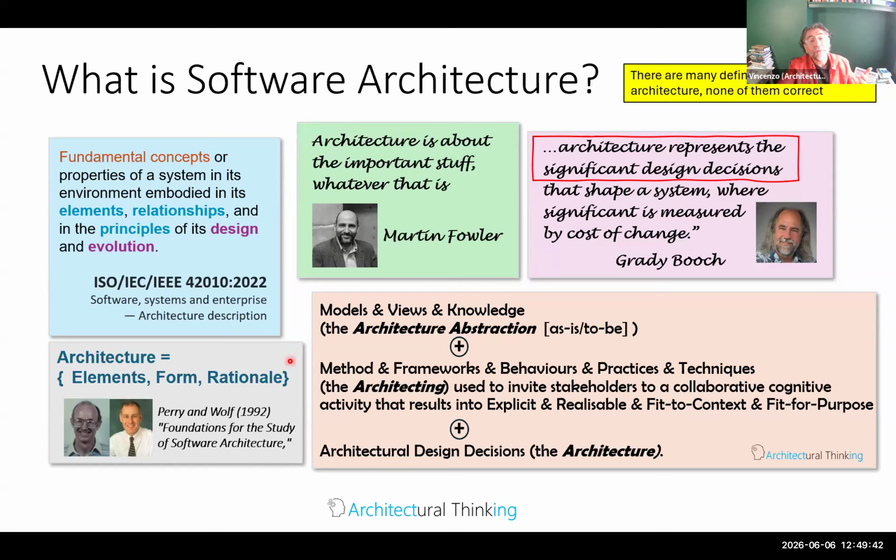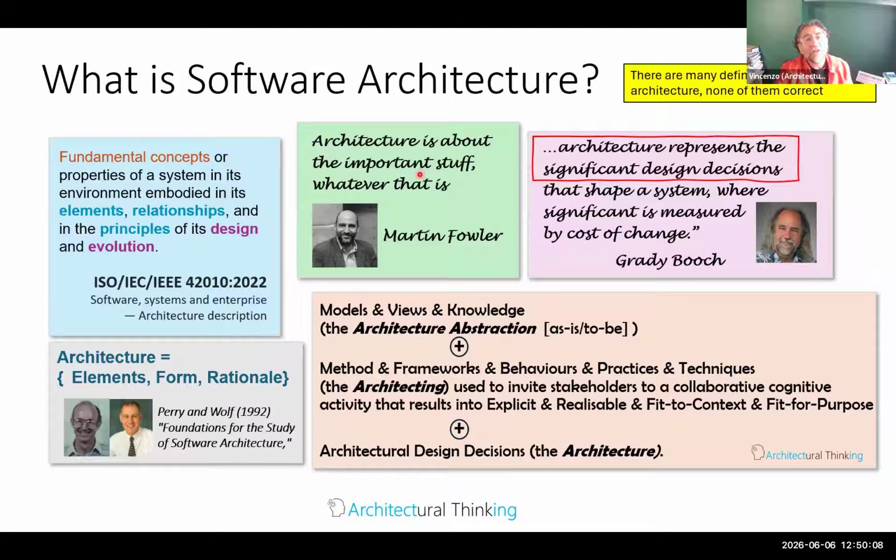One of the other key concepts, which I mentioned in the previous slide, is the 1992 seminal paper by Perry and Wolf, where they said architecture is not only the elements and the forms or the structural side of things, but it's the rationale. So the why we choose to architect a system in one way rather than another. The why, the rationale, is really important in the way we communicate architecture.